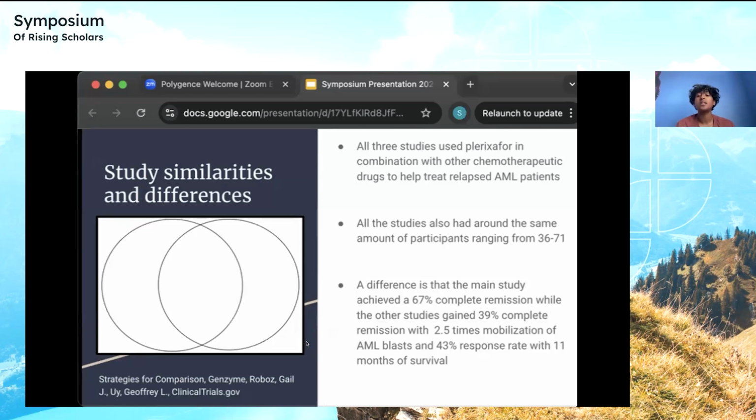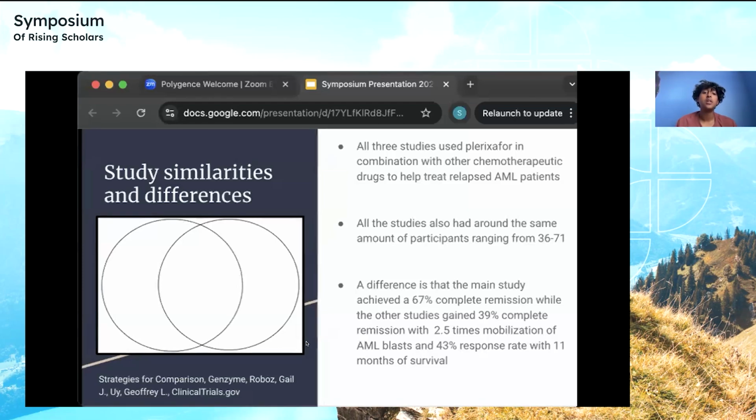Another difference is that the main study achieved a 67% complete remission, while the other studies gained 39% complete remission with a 2.5 times mobilization of AML blasts and a 43% response rate with 11 months of survival, respectively.